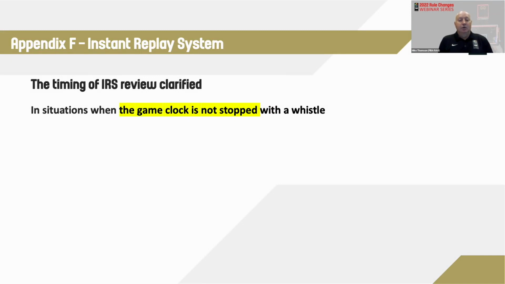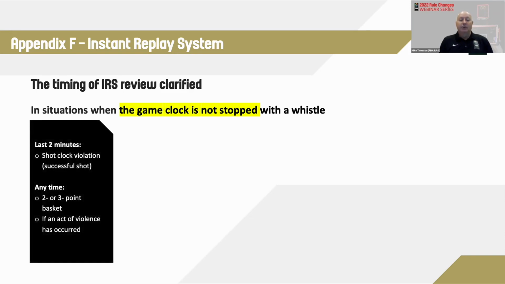At this point, we will move forward and focus mainly on changes to the instant replay system, Appendix F, and the introduction of the head coach's challenge. As the game has evolved, we identified that there were two main situations where an IRS review could be used, but the situations the game clock was not necessarily stopped with a whistle. These are the last 2 minutes on a shot clock violation or a potential shot clock violation, so we have a successful shot. So we could have a situation where a shooter either releases or is close to releasing the ball when the shot clock horn goes.